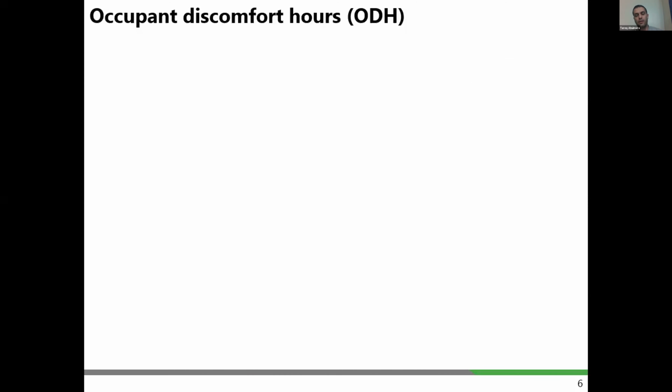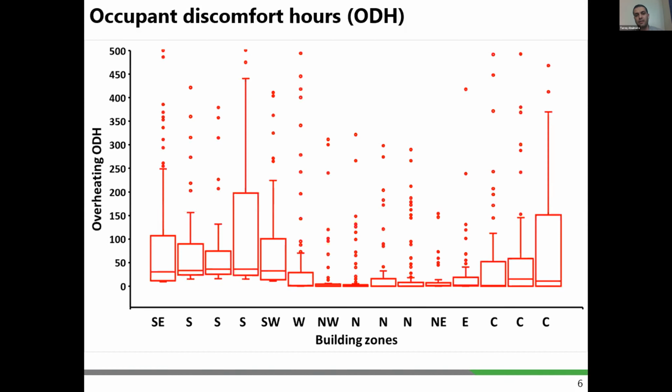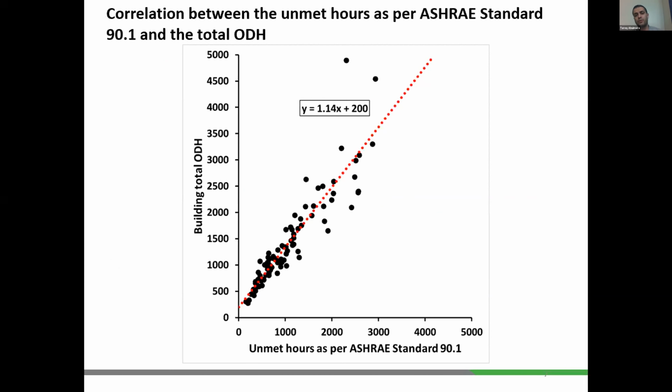So we developed the new metric, which is called occupant discomfort hours. And we reported that in every zone, and we can see that the range of occupant discomfort hours was different per orientation and per occupant distribution. Lastly, we tried to find the correlation between the unmet hours and the total building occupant discomfort hours. And we found that they are linearly correlated. However, the newly developed metric was higher in value.